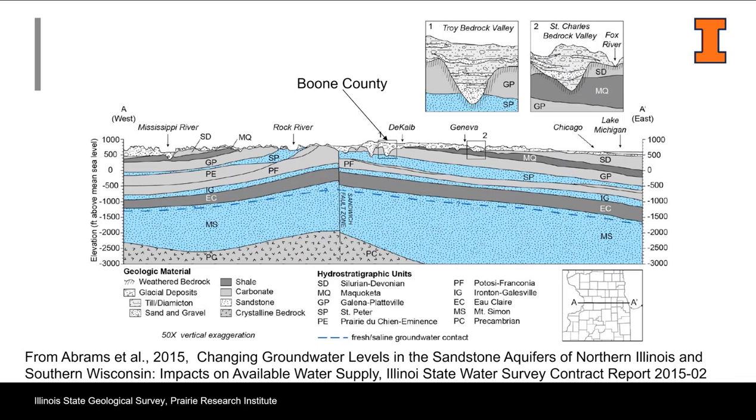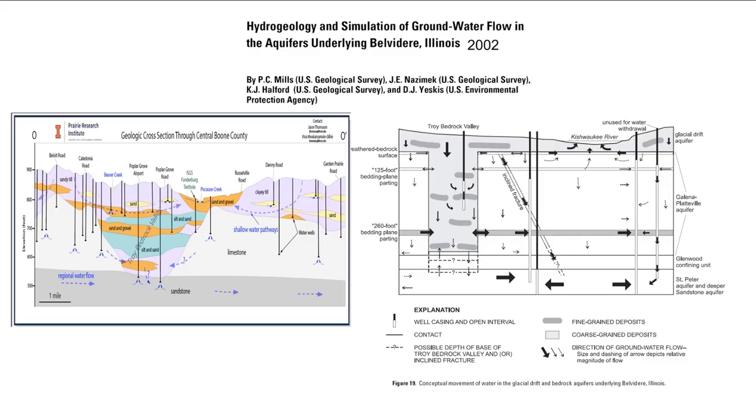Yep, thanks. So regionally, again, this is a cross section of those rocks in that sandstone unit. This little SP unit here is the St. Peter sandstone, we call it, and it's kind of connected to this IG, which is the Ironton Galesville. And again, this Troy Bedrock Valley is a significant valley, along with the valley in the Rock River Valley, which also incises down close to that sandstone, if not in the sandstone. And so we're trying to figure out really how deep that incision is.